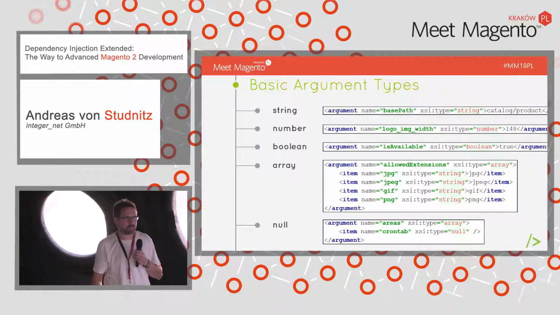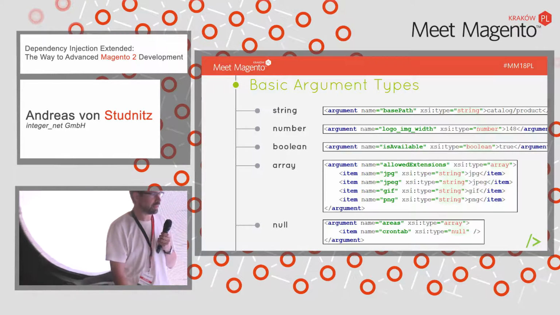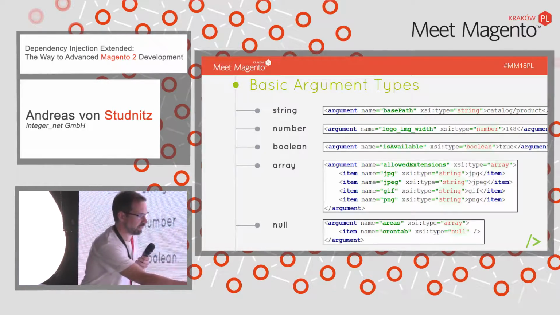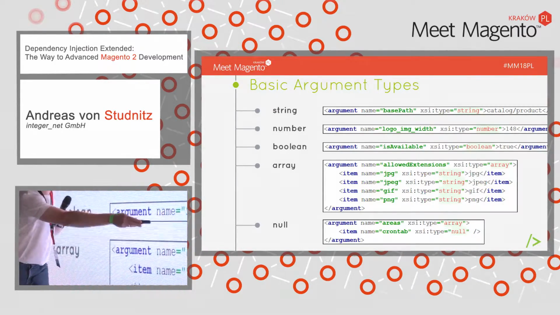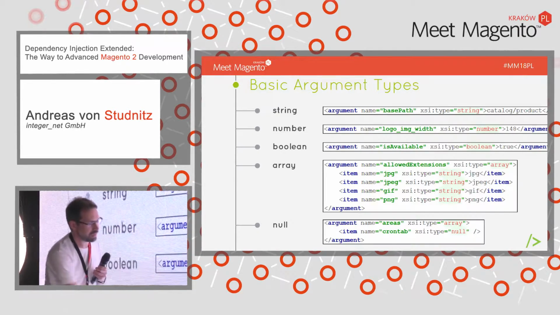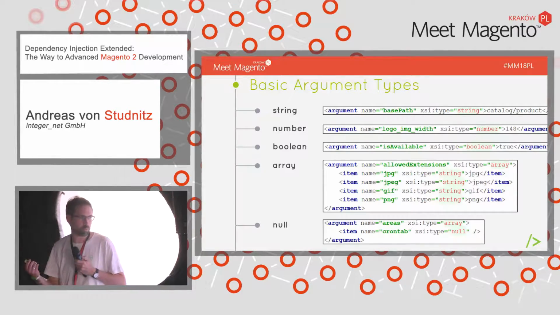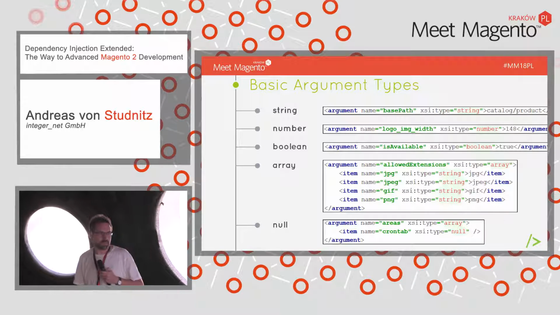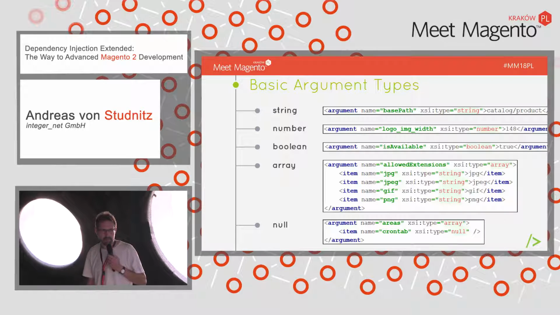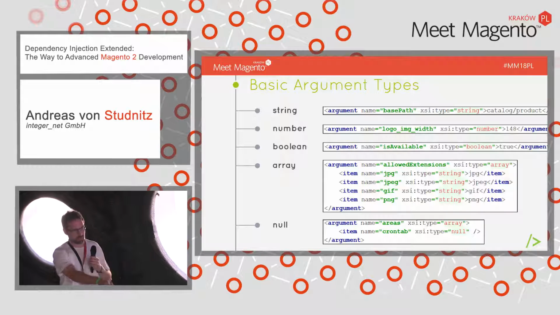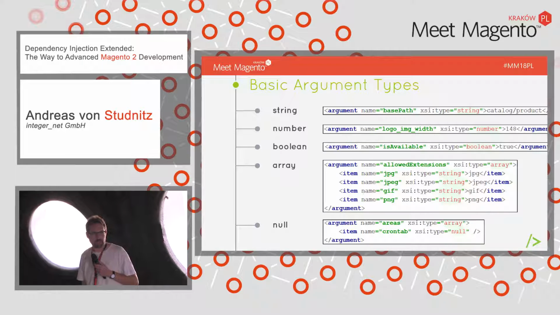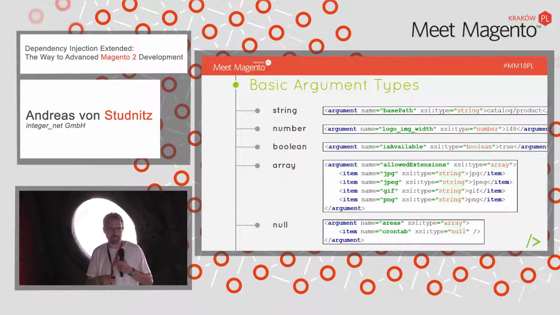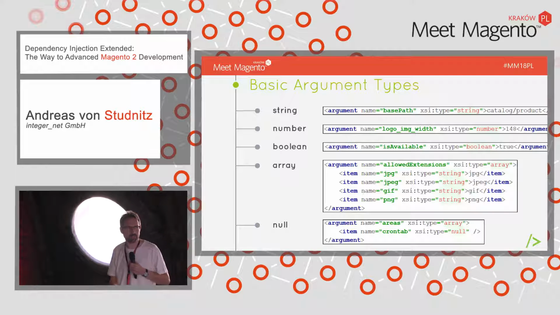So, for example, if in our own DI.XML we add a section about a certain class, and we add an argument section like this, allowed extensions, then we can add a new item into that if we want to support PDFs or whatever images. And so you can override stuff, like here with a null value. You can override the array we have and unset a value which was set before.